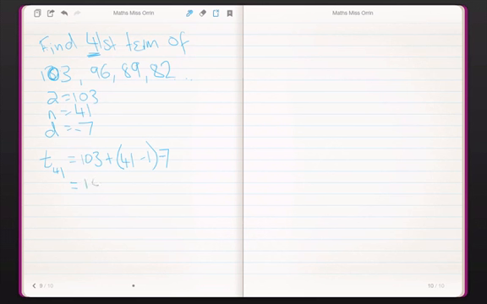So we have 103 plus 40 times negative 7. Then you can put that straight into your calculator. You end up with minus 177. So the 41st term would be minus 177.